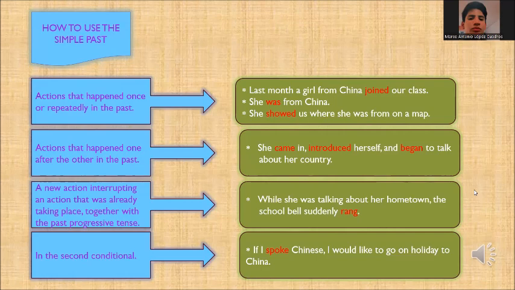A new action interrupting an action that was already taking place, together with the past progressive tense: While she was talking about her hometown, the school bell suddenly rang. In the second conditional: If I spoke Chinese, I would like to go on holiday to China.